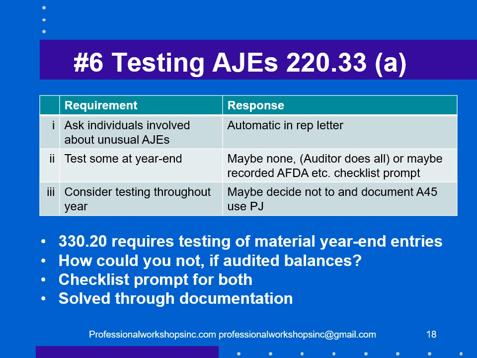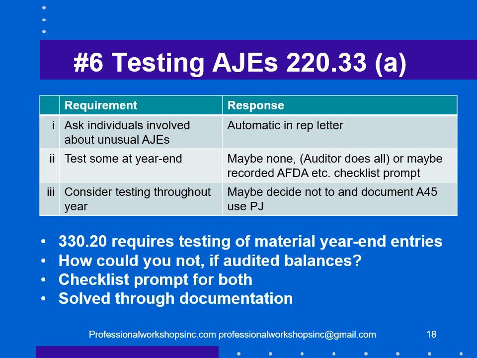Test some adjusting journal entries at year end. Well, how could we kind of not? We test property, plant, and equipment. We test accumulated depreciation. We take a look at allowance for doubtful accounts. Now, the first thing is, in a very small audit, maybe there are no adjusting journal entries at year end and no adjustments made in preparing the financial statements because the auditor does them all or recommends them all.